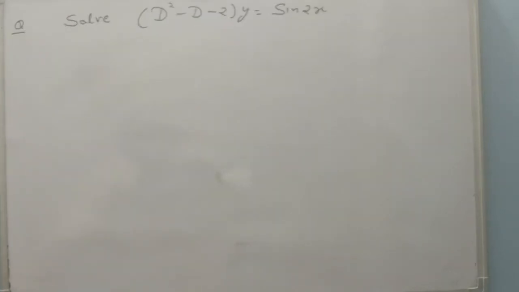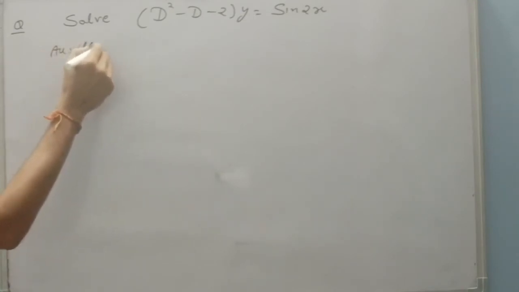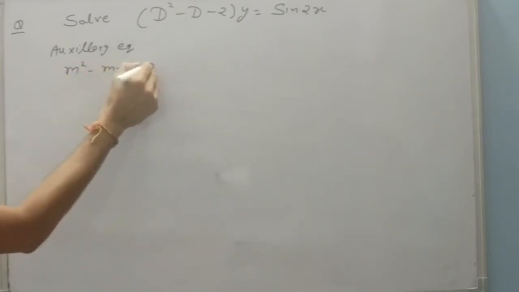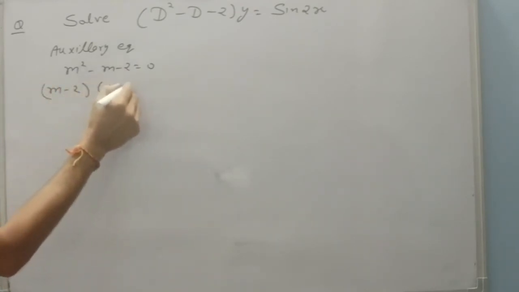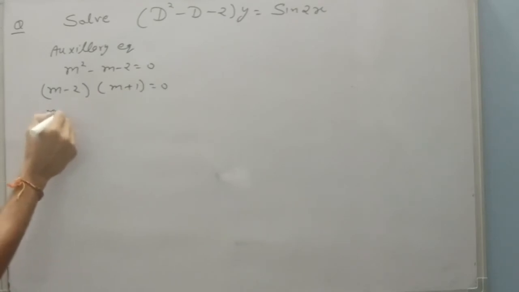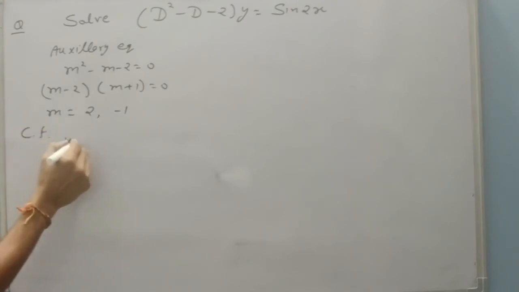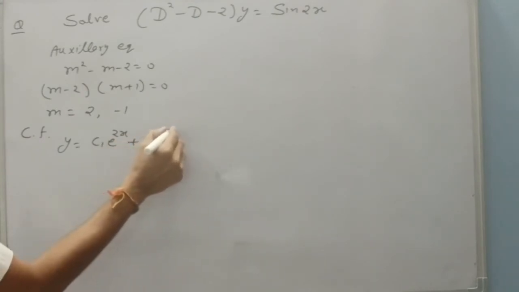Just take an example. Now there is an example for case number 2. First of all, we will find the auxiliary equation. The auxiliary equation is m squared minus m minus 2 equals 0. By factorizing I will get (m minus 2)(m plus 1) equals 0. I can say m equals 2 and minus 1. Therefore the complementary function is y equals c1 e to the power 2x plus c2 e to the power minus x.